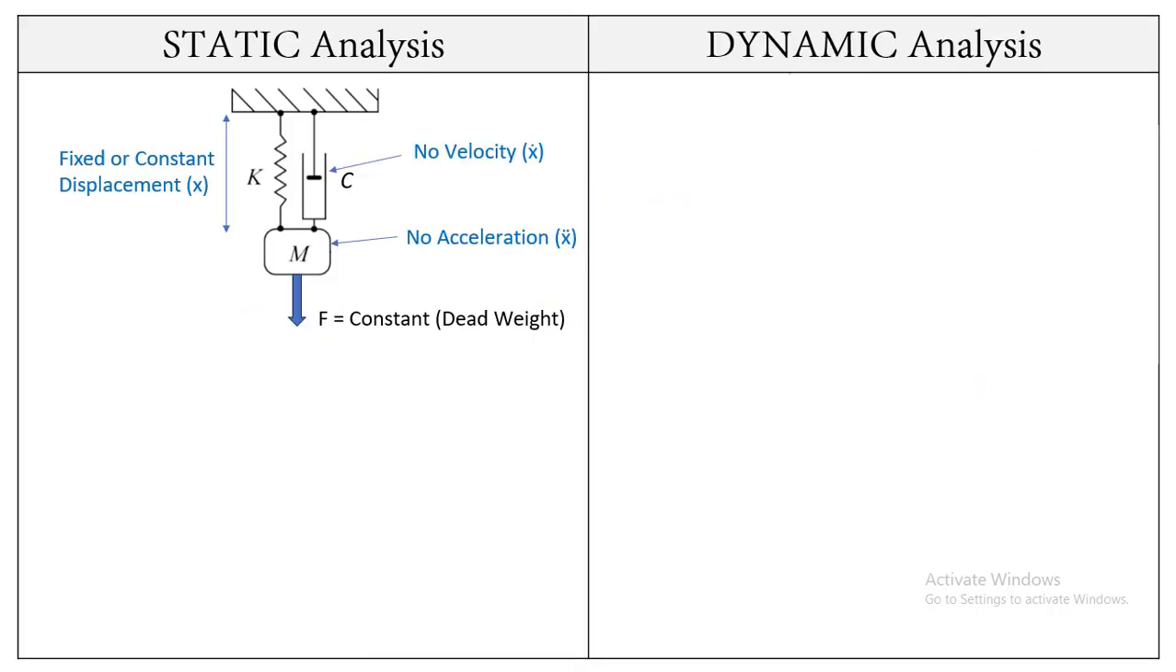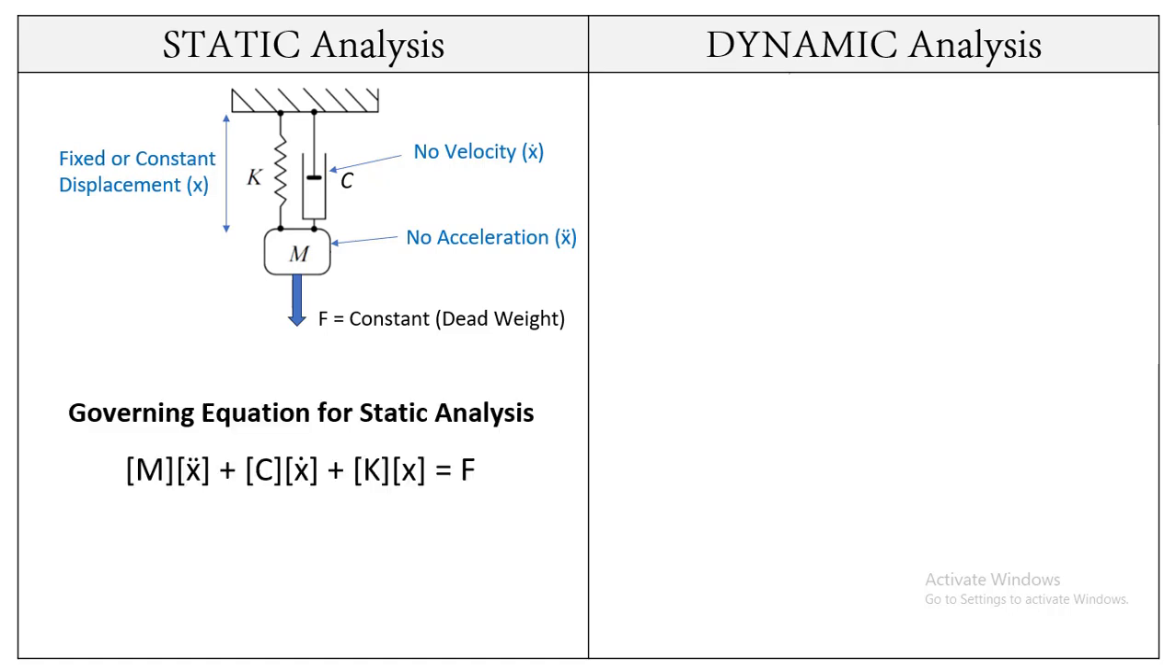When we talk about the static analysis, the constant force because of the constant mass produces some constant displacement x. After that, the system becomes static. Because of that, there will be no acceleration and velocity in the system. Therefore, in the governing equation of static analysis, the inertial component and the damping component of force are going to be 0, and we will get the final governing equation for static analysis: the product of the stiffness matrix and displacement matrix is equal to the external force.